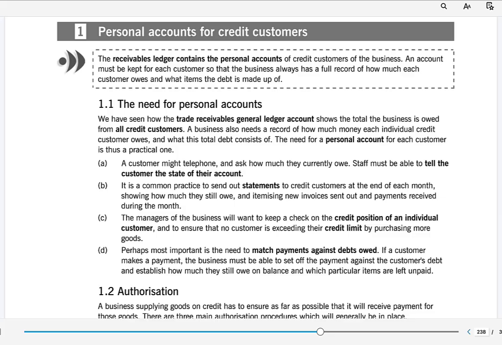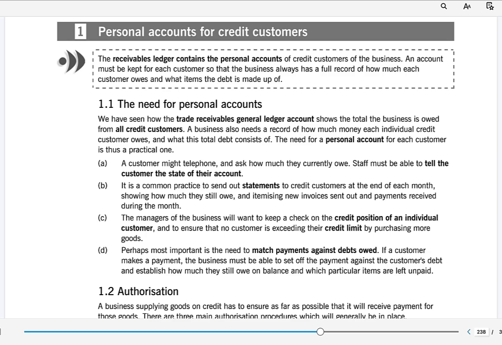Reason 3. The business must send statements of account. Many businesses send a statement to each credit customer regularly. A statement lists invoices issued, payments received, credit notes issued, and the closing balance still owing. You cannot do this properly without a personal account for each customer.